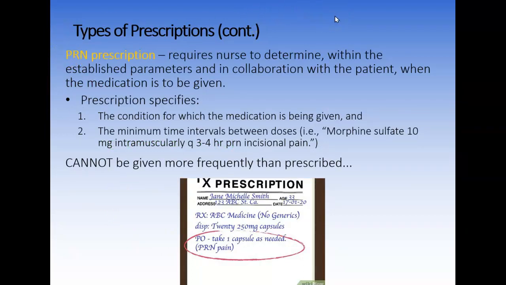Okay, PRN prescriptions. The PRN prescription is a nurse-based understanding. When you say something is PRN, it requires the nurse to determine, within the parameters you've been given and in collaboration with the patient and the physician, when the medication will be given. It specifies the condition for giving it, and it also has minimum time intervals between doses, so it cannot be given more frequently than prescribed. You might see something say morphine sulfate 10 milligrams IM every 3 to 4 hours PRN for incisional pain.